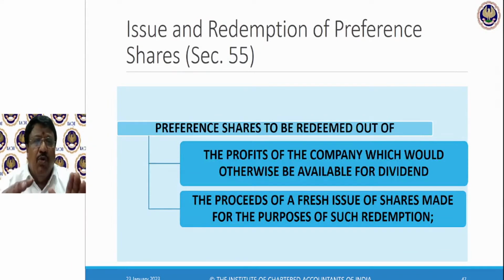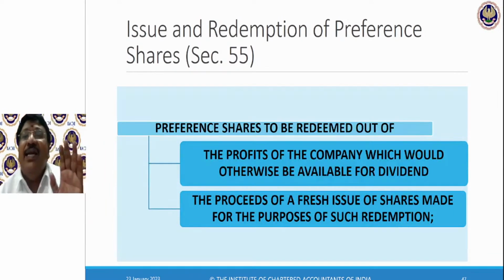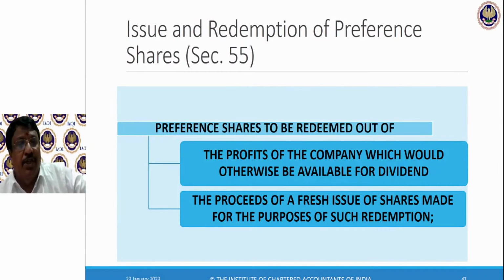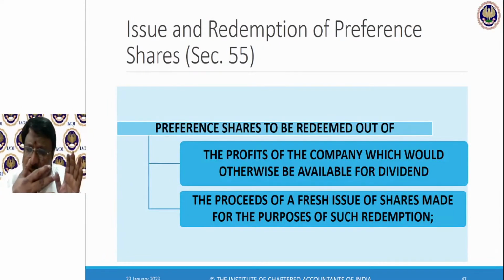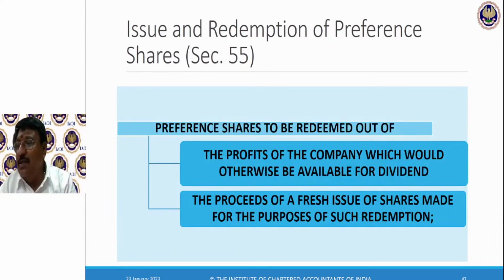Whenever they want you to lock up some reserve like CRR, the intention of the law is that money should not be available for declaring dividend. It should become part of the permanent capital of the company. So those reserves which are available for dividend can be used for redeeming preference shares.